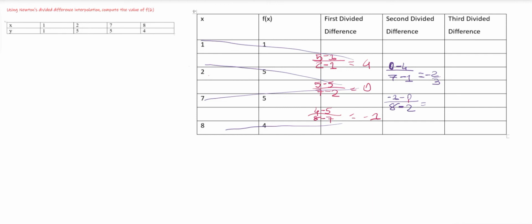And this comes as minus 1 divided by 6. Then for the third divided difference, it will be minus 1 by 6 minus minus 2 by 3. That is minus 1 by 6 plus 2 by 3. Again, we'll see the cross values. Now for minus 1 by 6, the cross value is 8. And for 2 by 3, the cross value is 1. So it will be 8 minus 1, which comes out to be 1 by 14.